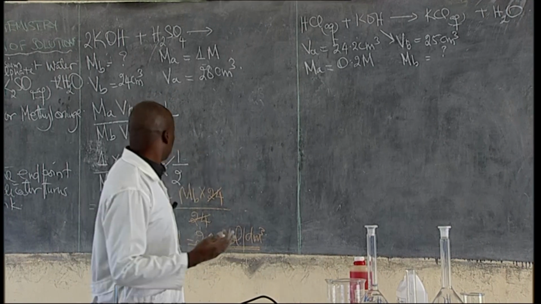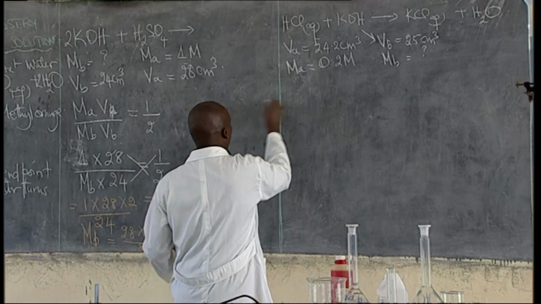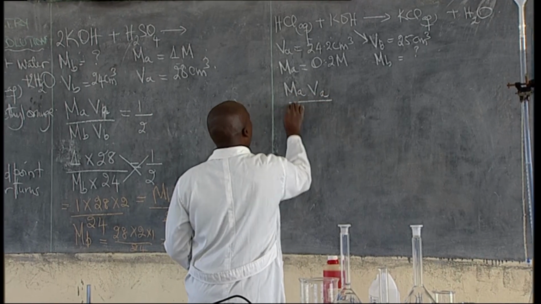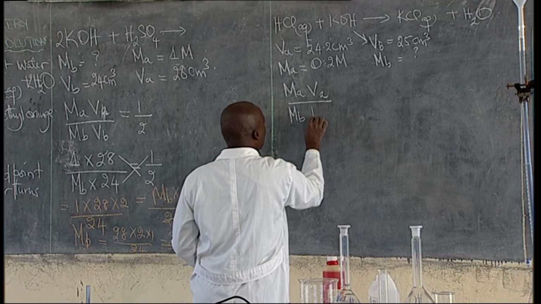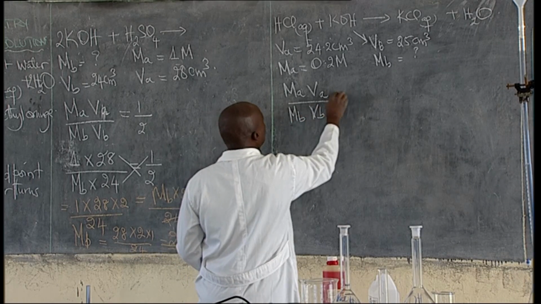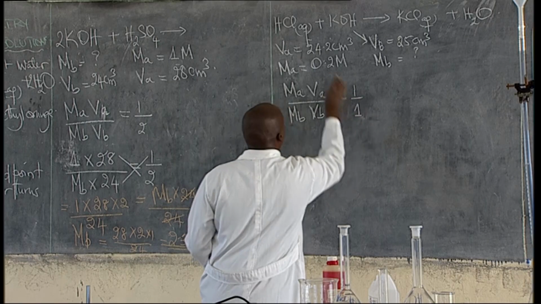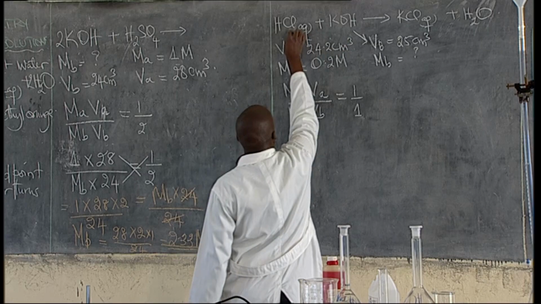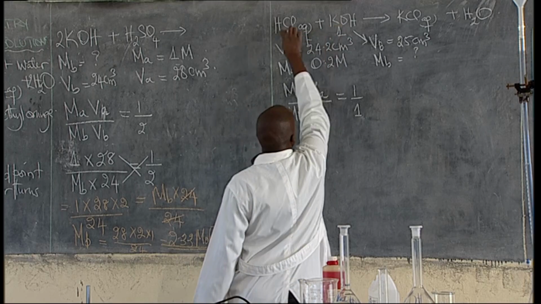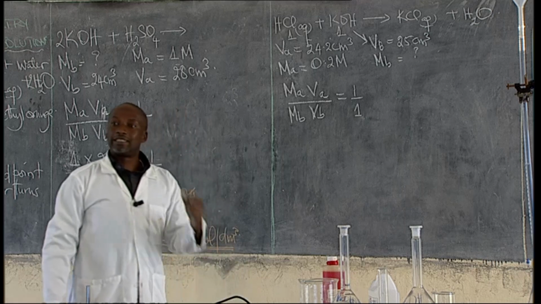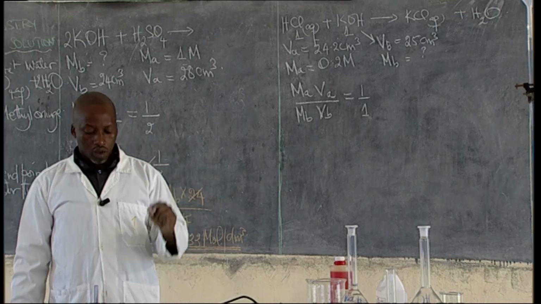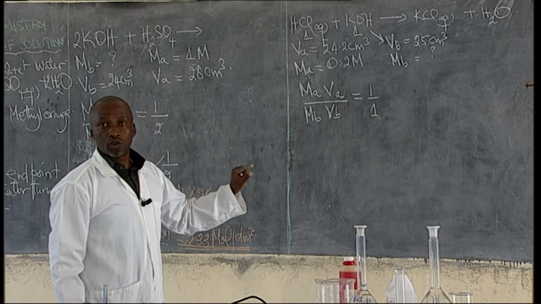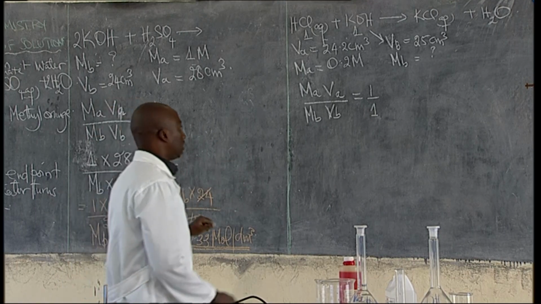So what else? Just simple as this. You say molarity of the acid, volume of the acid, over molarity of the base, volume of the base. This is 1 to 1. Where am I getting this one? The reaction ratio here, this is 1, this is 1. That is the importance of the reaction ratio. Once the reaction is not balanced, then you'll get a problem.